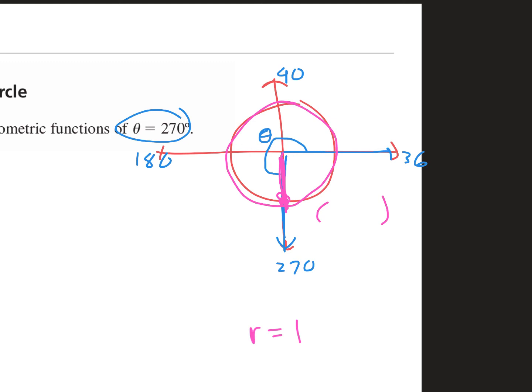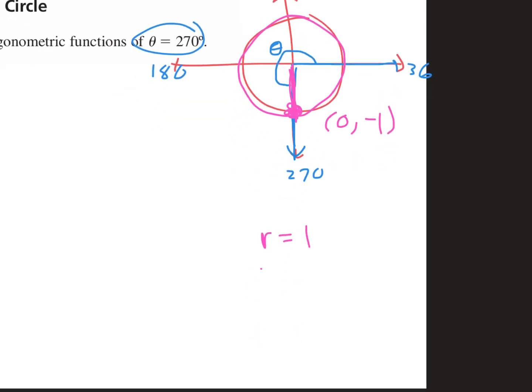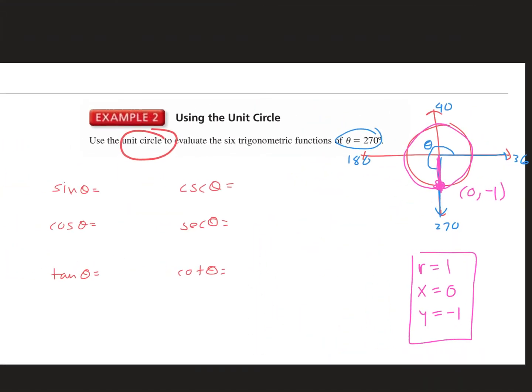So what would be our coordinate point here at 270 degrees? Perfect. 0. Is it positive 1 or negative 1? Negative 1, because we're going down 1. So 0, because we're not going left or right anywhere, and negative 1, because we're going down 1. It's just like a coordinate plane. All we're doing is moving down 1. So our coordinate point is 0, negative 1. So what's our x? 0. And what's our y? Negative 1. Once we find our x, y, and r, we just plug it into our 6 trig functions.